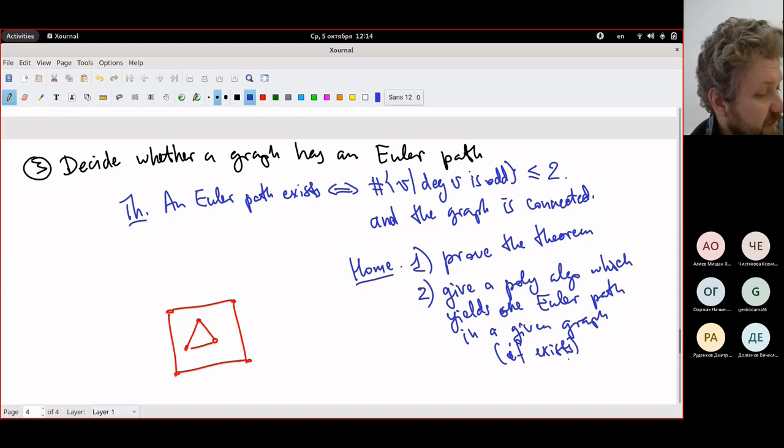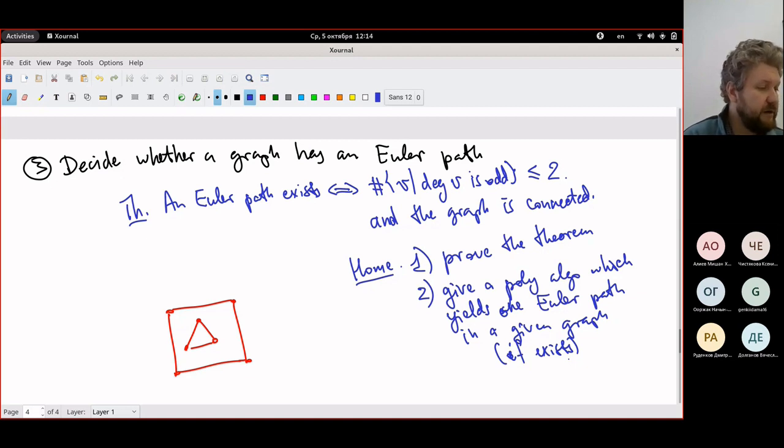It's about a Hamiltonian cycle. It's different from the Euler cycle because here you visit each vertex exactly once. And here you just have this funny picture where you can find the Hamiltonian cycle, or maybe prove that it does not exist.